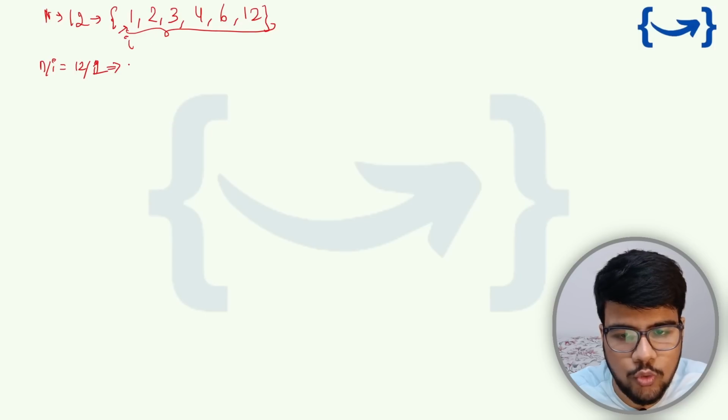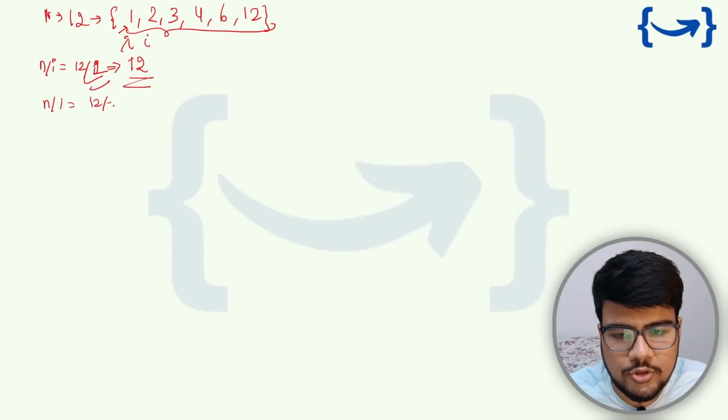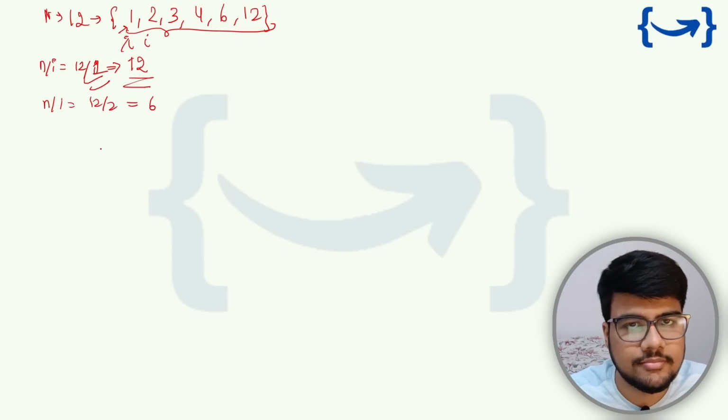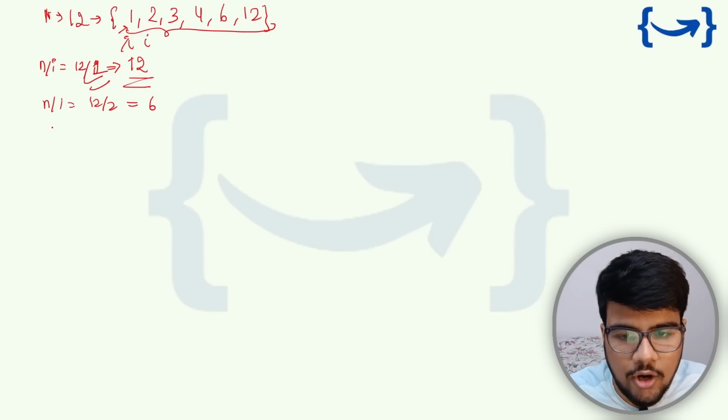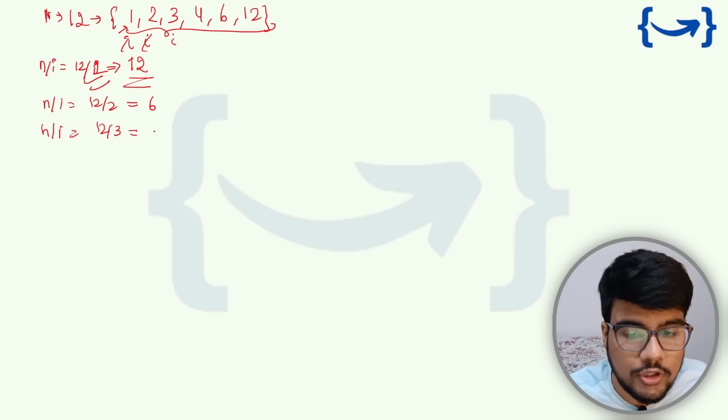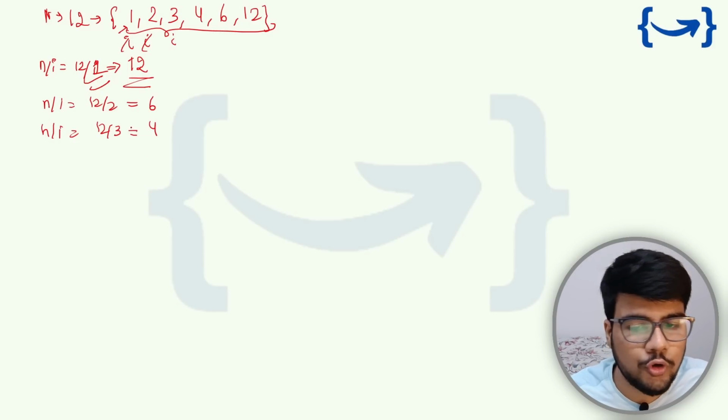Till now I is pointing to 1, so 12 divided by 1 is 12, and it is totally divisible. Okay, so again, when my I comes to 2, 12 divided by 2 is 6. Is it? Yes. Now, when again my I comes to 3, 12 divided by 3 is 4. It is totally divisible, because 3 times 4 is 12.